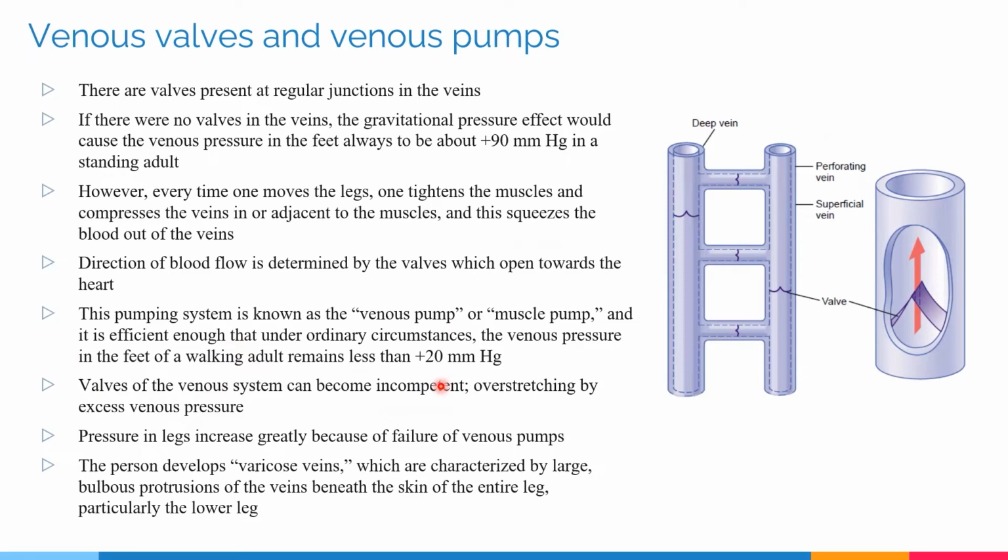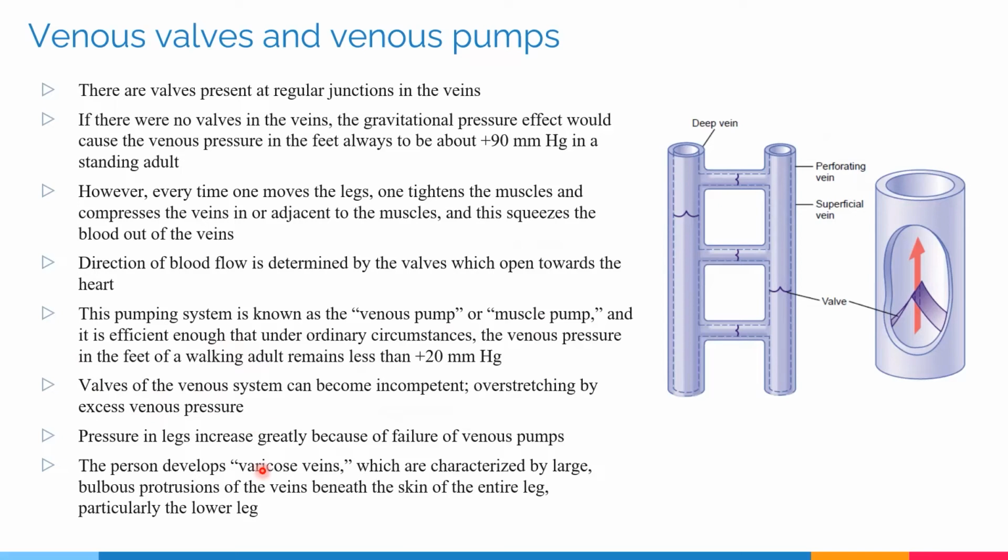And thus, this is how the excessive pressure in the venous tree of the lower leg is reduced. But this system can become incompetent. Valves of the venous system can become incompetent by overstretching due to excessive venous pressure.